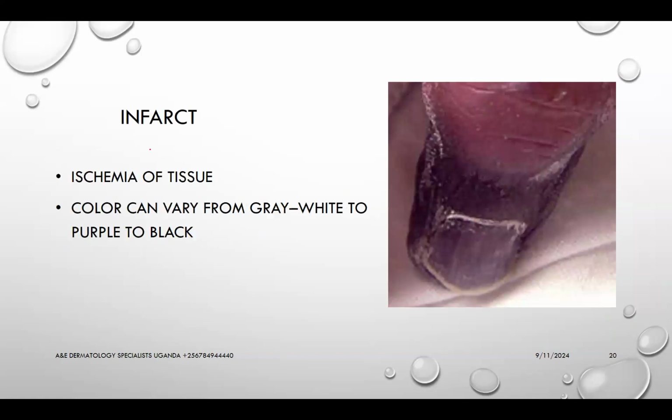Then an infarct usually is just ischemic tissue. For example, if someone gets gangrene due to maybe peripheral arterial disease, they will get something like that. This is described as an infarct.